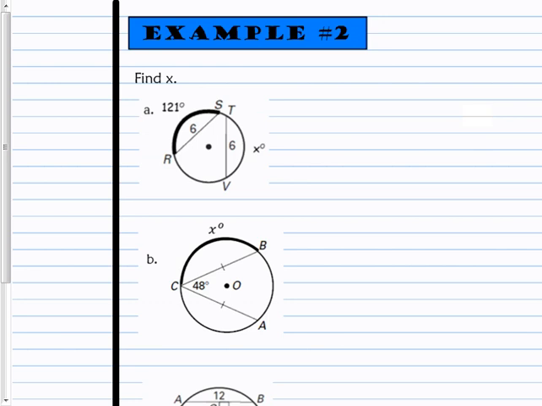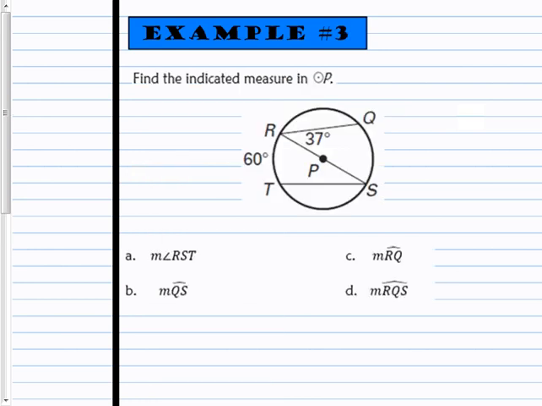Example number 2, we're going to find X. Okay. So I see that this chord is 6 and this chord is 6, so that means their arcs are going to be the same. So if one arc is 121 degrees, the other arc is also 121 degrees. Try B and C on your own, and we'll do those in class as a review.